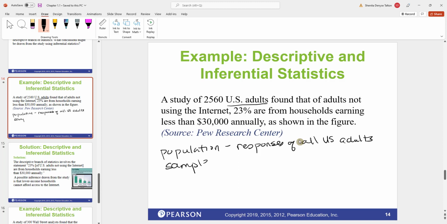We know we can't interview all U.S. adults, so we're going to take a sample. And the sample will be the responses of the 2,560 U.S. adults in the study.